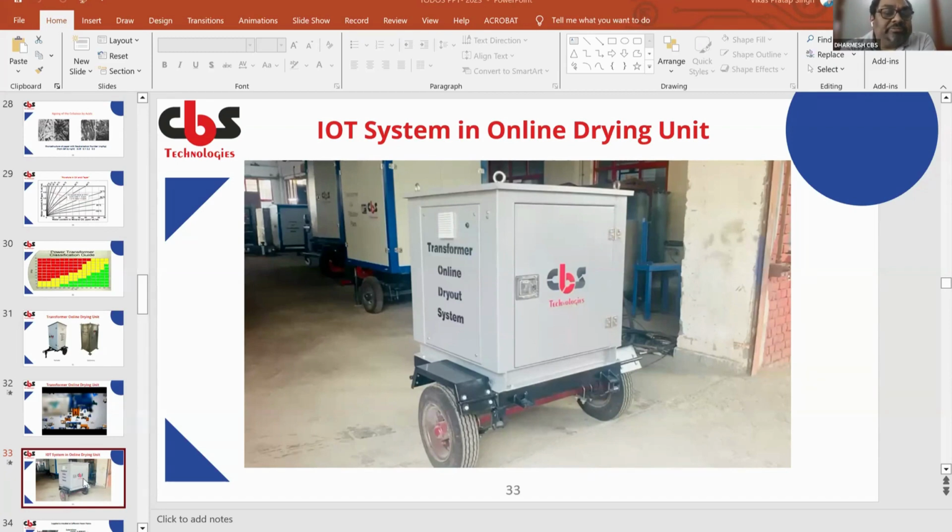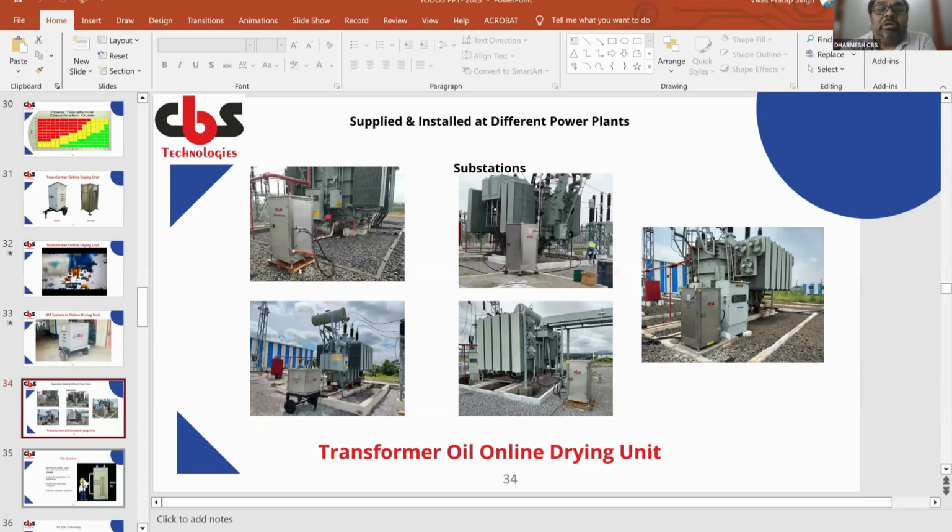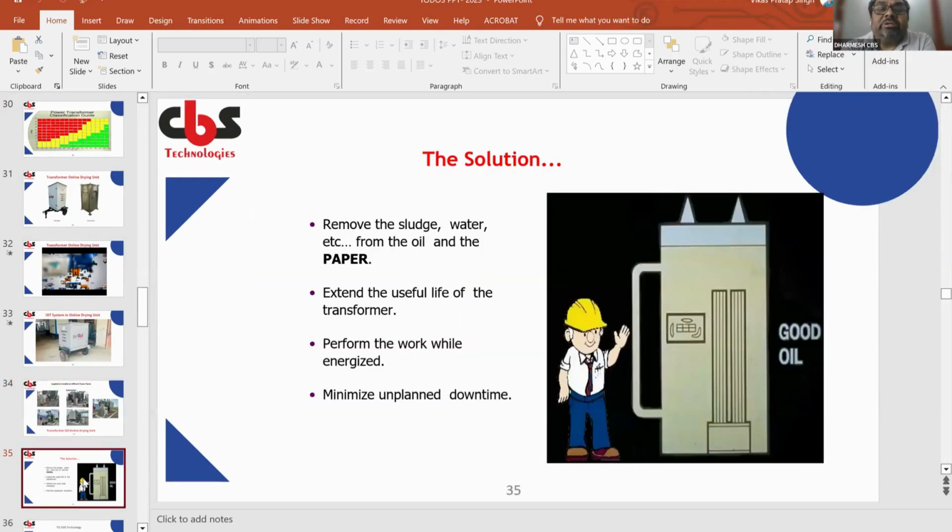Next slide. These are some actual photographs of systems we have put in different substations. And this is how the system works. It removes sludge, water, etc. from the oil and paper. It extends the useful life of the transformer.